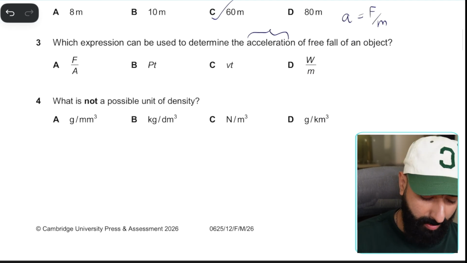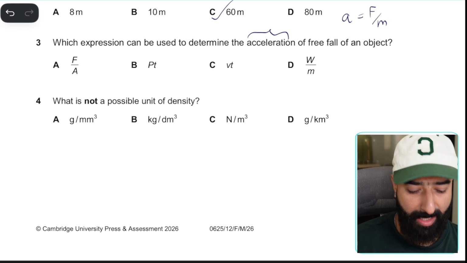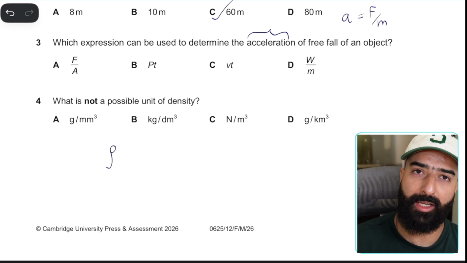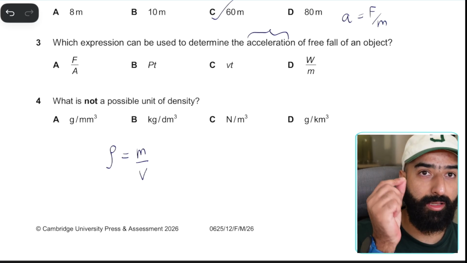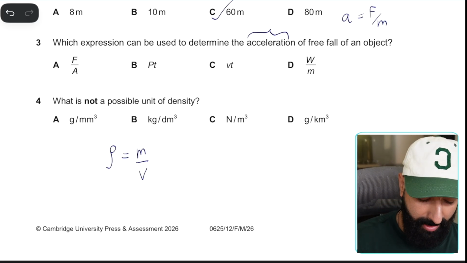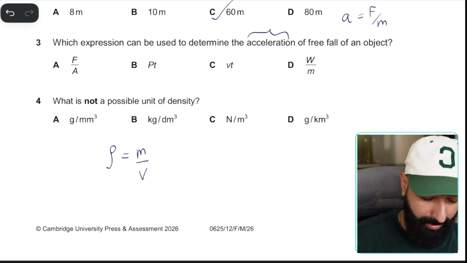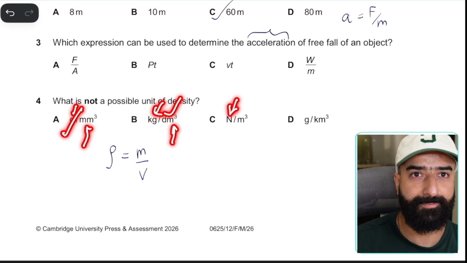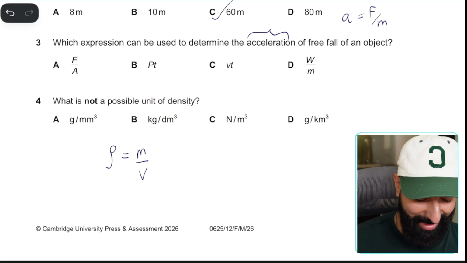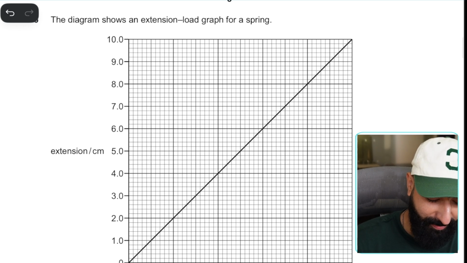What's not a possible unit of density? What's density? Yeah, it's mass over volume. Okay, so we need to have mass at the top, volume at the bottom. Mass at the top, volume at the bottom, correct. Mass, volume, correct. Newton? No, that's wrong. So we'll choose C and move on to the 5th one.